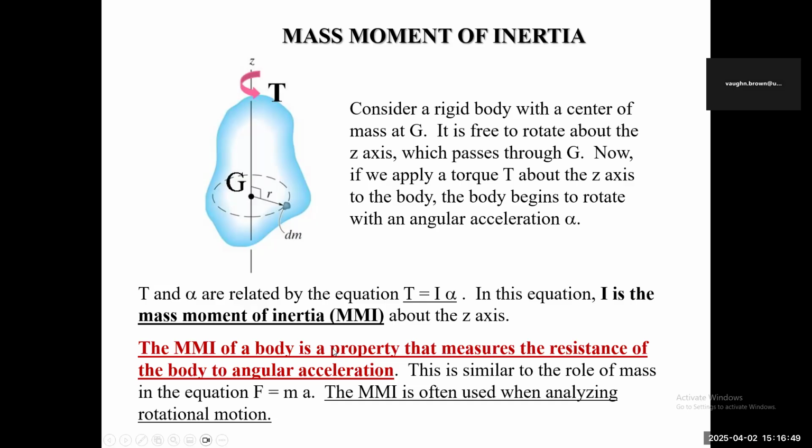Force is proportional to what? Hence acceleration. And therefore that is how we get the formula, and how we get rid of the proportionality is the mass, which is the constant factor. So therefore force is equal to ma, which is the second law of Newton. So the mass moment of inertia is often used when analyzing rotational motion.